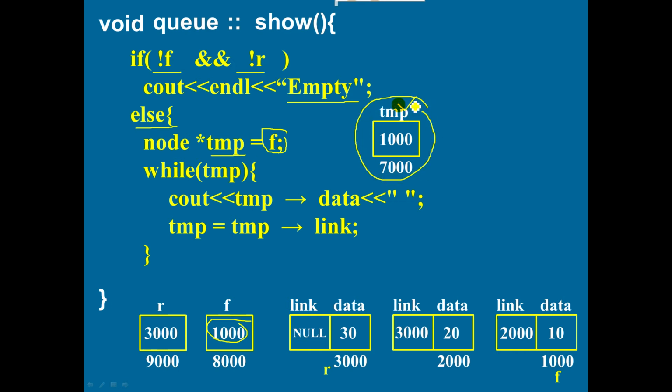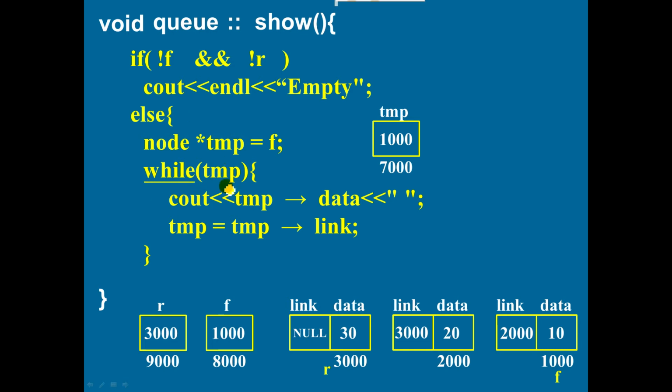Now how can you declare the variable TMP? TMP contains 1000. It is the address of a memory location. So before the variable name you can write star. The memory location 1000 contains a node. So we can say temp is a pointer pointing to a node.